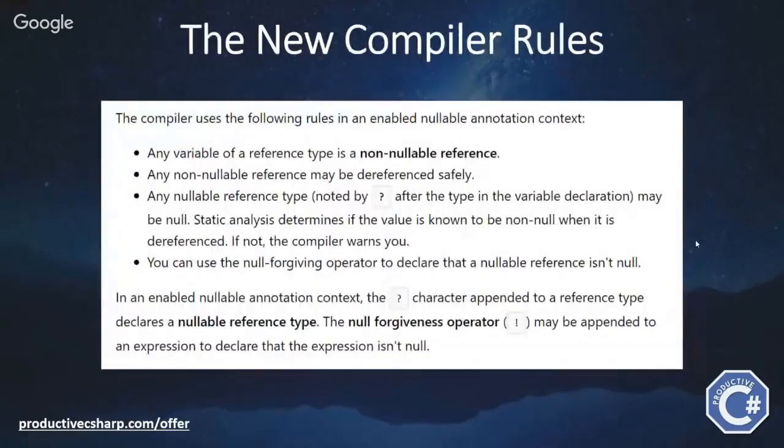So let me recap what the new compiler rules are when you enable nullable reference types. Any variable of a reference type becomes non-nullable by default. Any non-nullable reference can be dereferenced safely. The compiler will not give you any warning if you dereference a non-nullable reference, because you are effectively telling the compiler that it's safe to do that. If you want to say that a reference type is nullable, use the question mark, and then you get all the static analysis for you. And you can use the null-forgiving operator to declare that a nullable reference is not null. Okay?